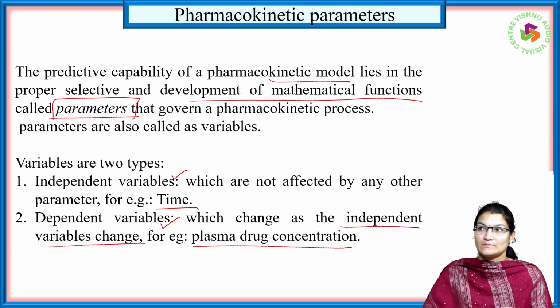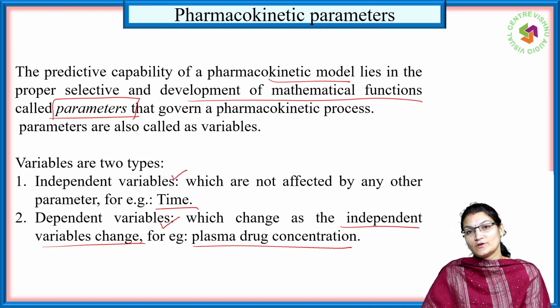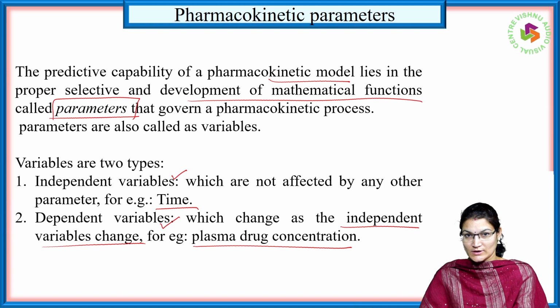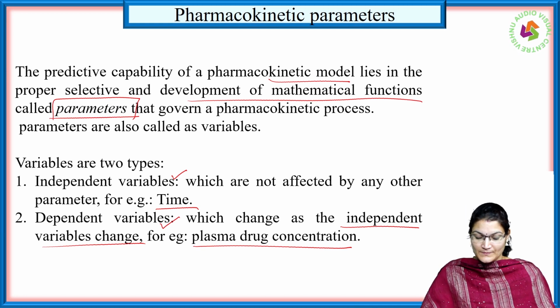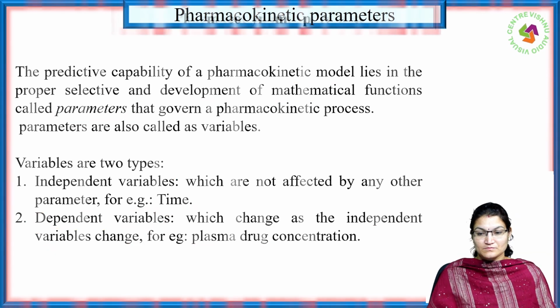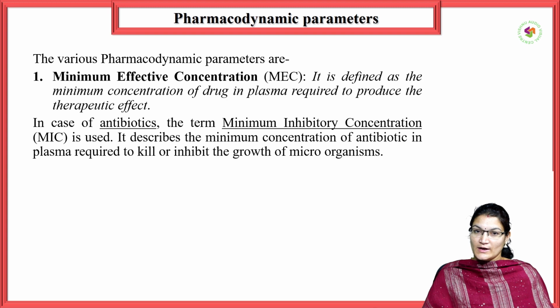For example, if you are administering 100 mg of drug, with respect to time, the amount of drug in the body also changes. The absorption changes with respect to time, distribution changes with respect to time. So, all this comes under dependent variables. Let us discuss pharmacodynamic parameters. There are 8 pharmacodynamic parameters.